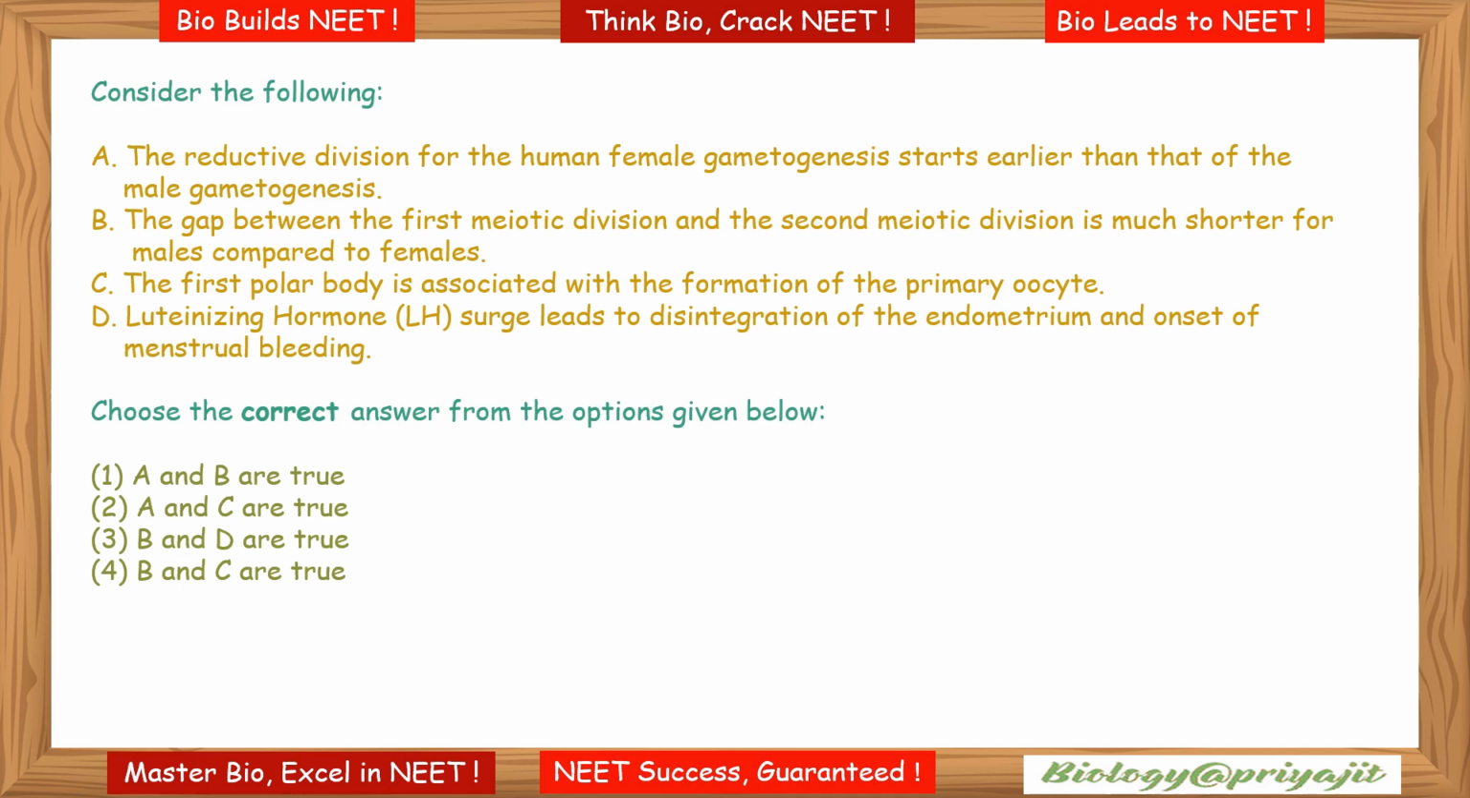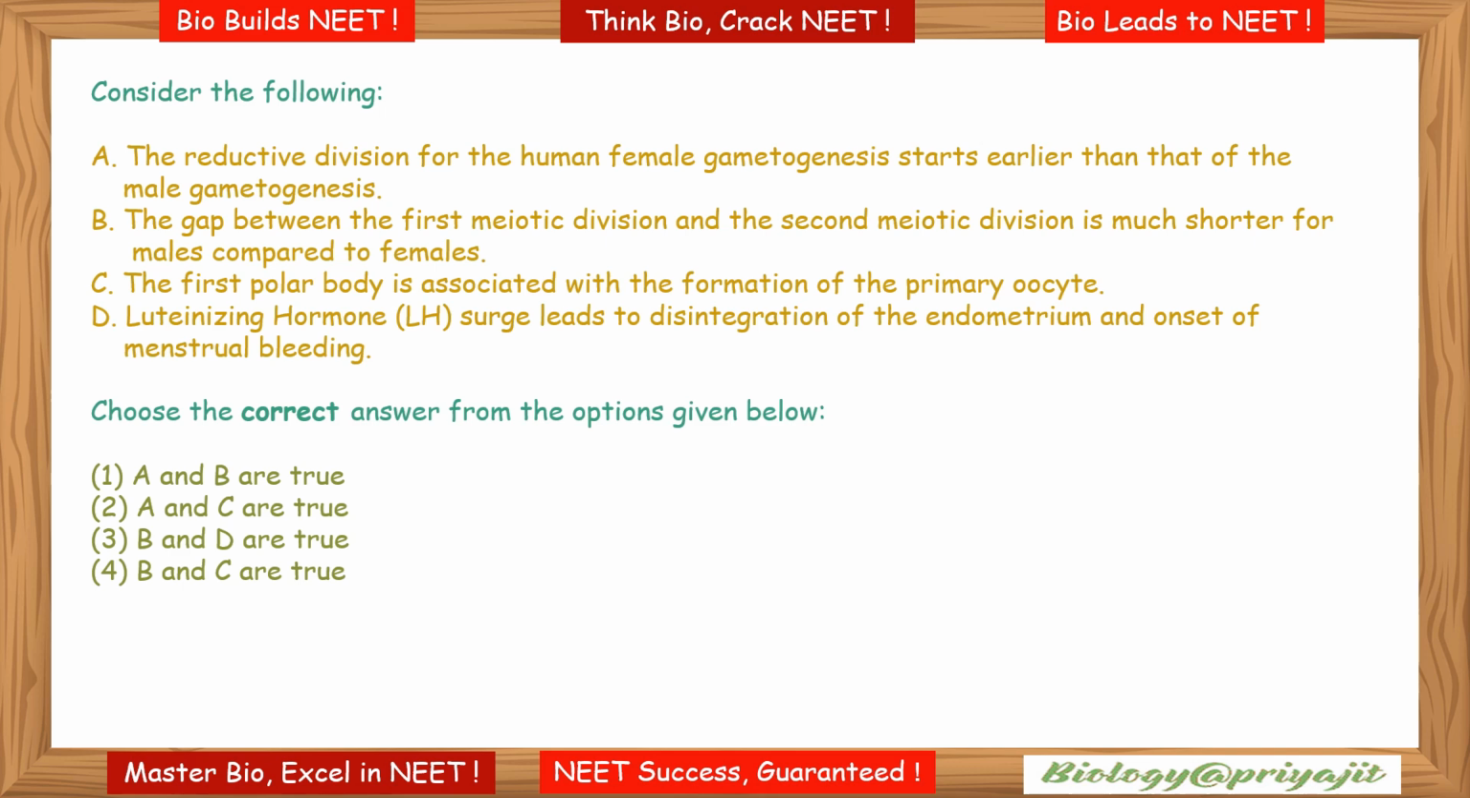Now, the logic: the reduction division for the human female gametogenesis starts earlier than that of male gametogenesis, as in females the reduction division is started before the birth of the female baby, that is during the embryonic stages, whereas in males spermatogenesis begins at puberty. The gap between the first meiotic division and the second meiotic division is much shorter for males as compared to females, because in females oogonia cells start division during embryonic stages and enter prophase 1 of meiotic division and get temporarily arrested at this stage, called primary oocyte.